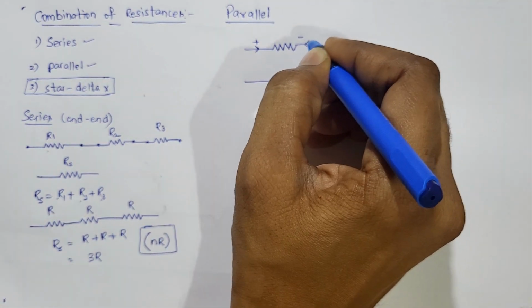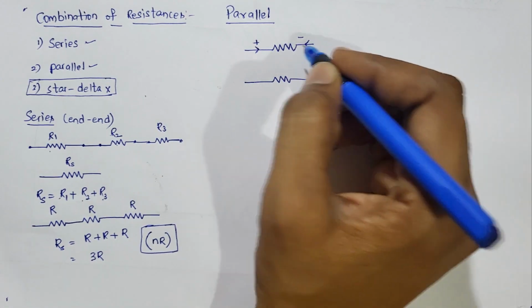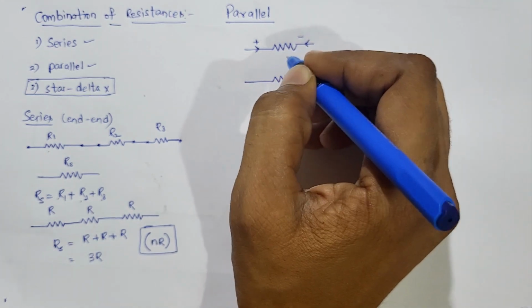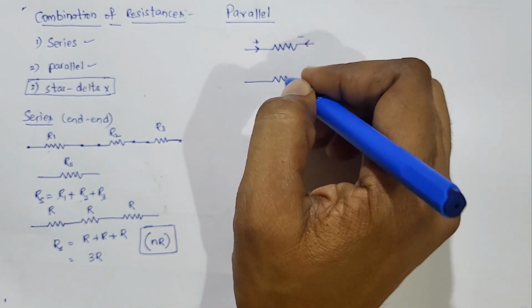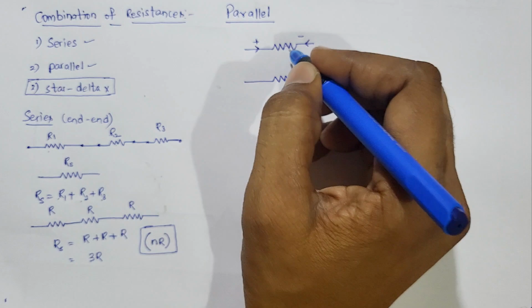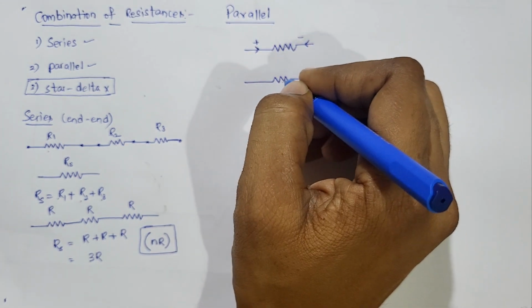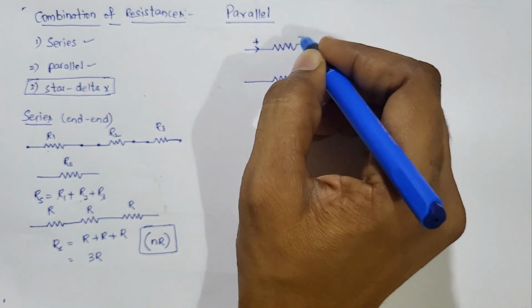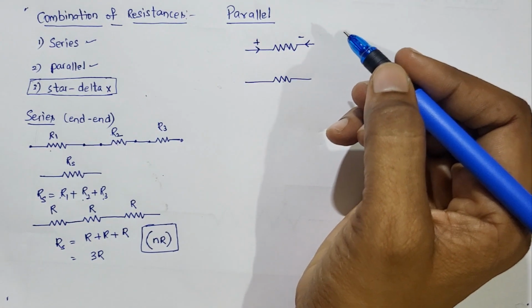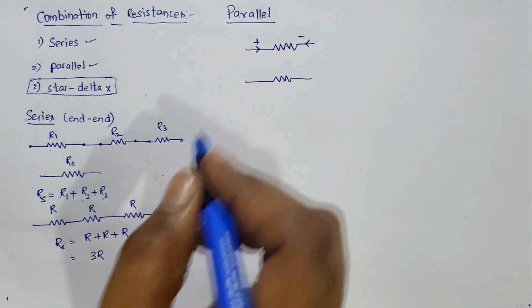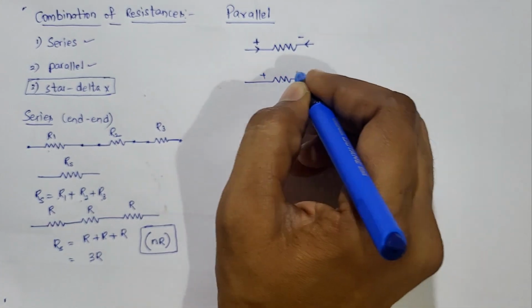So bilateral element means current can go in any of the directions, but the property of the resistance will not change. That type of equipment we say is bilateral equipment. Resistance is a bilateral equipment, so it will not have positive and negative, but for your understanding purpose, I have given positive and negative. And suppose this is also positive and negative.